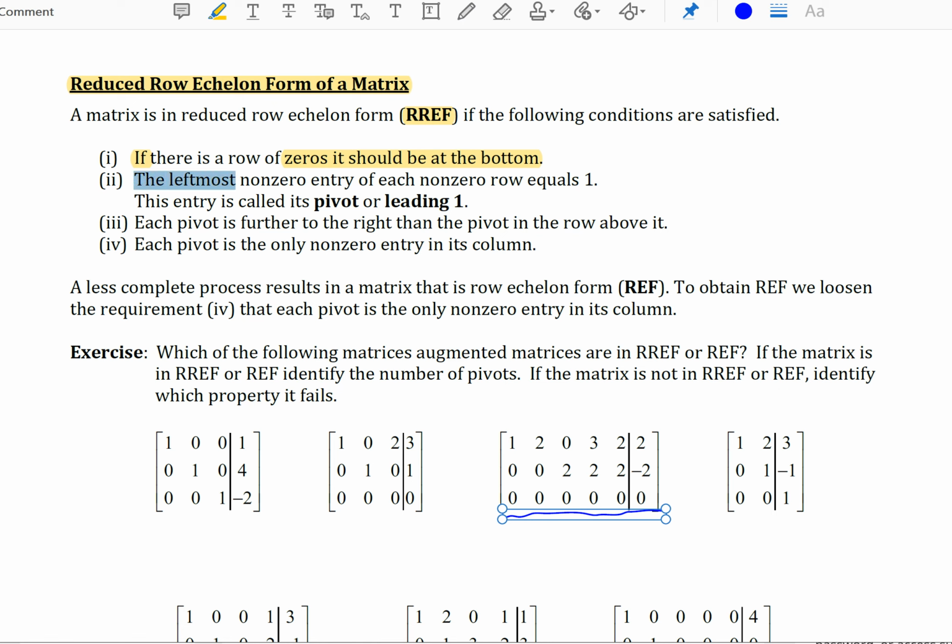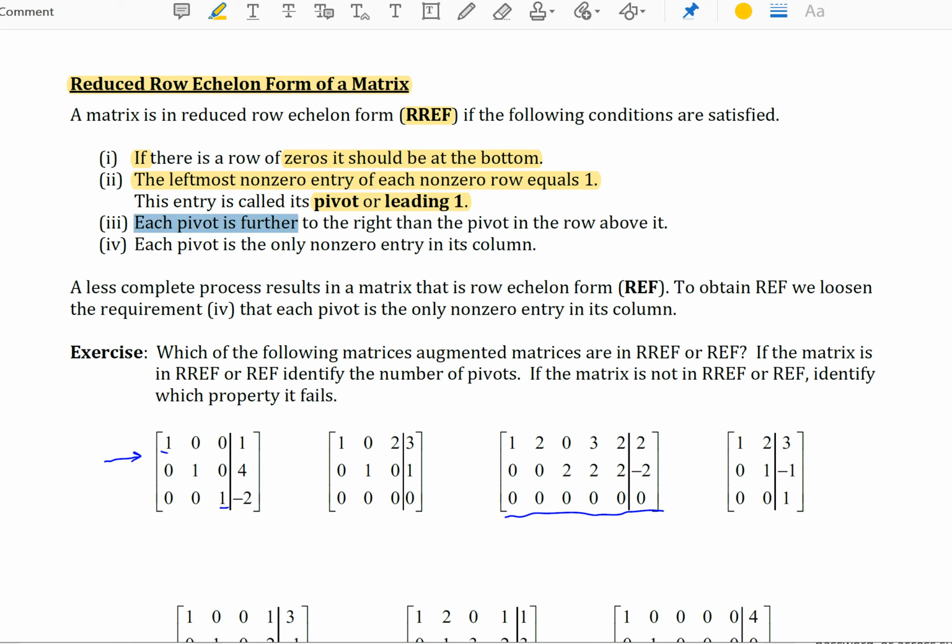The leftmost non-zero entry of each non-zero row equals a 1. And from the example we started with, again, this is our typical matrix in RREF. The leftmost entry of each non-zero row is a 1. It's like if this were a 2, that would be a problem. The leftmost entry always has to be a 1. This entry is called its pivot or leading one.